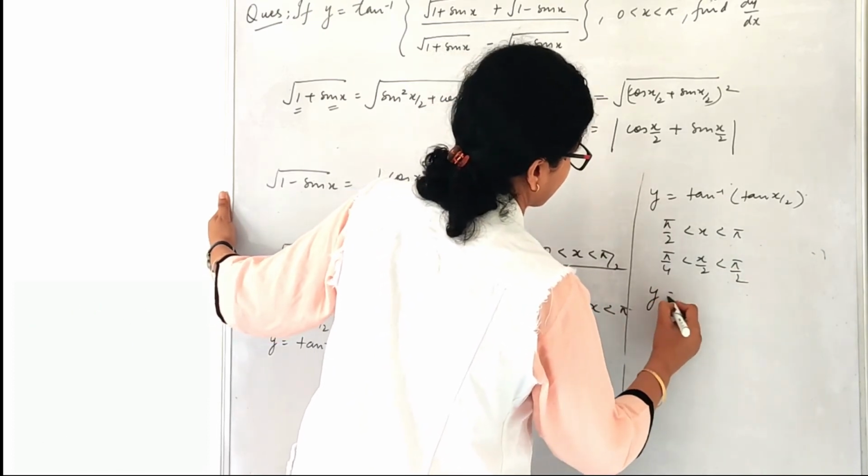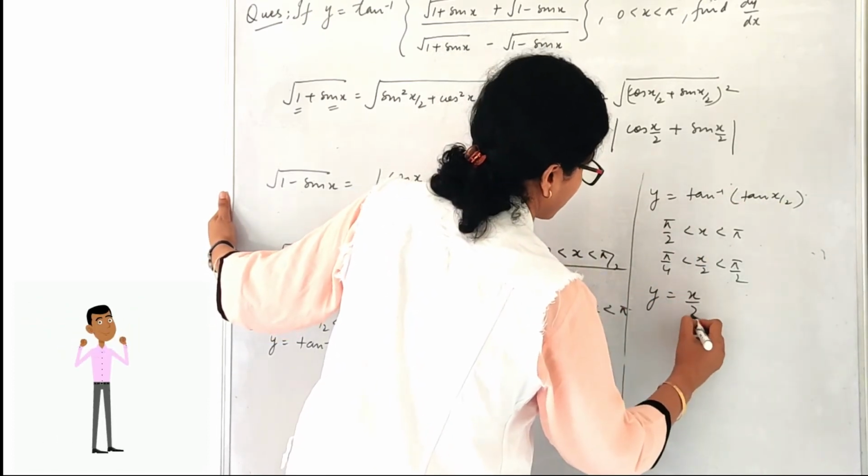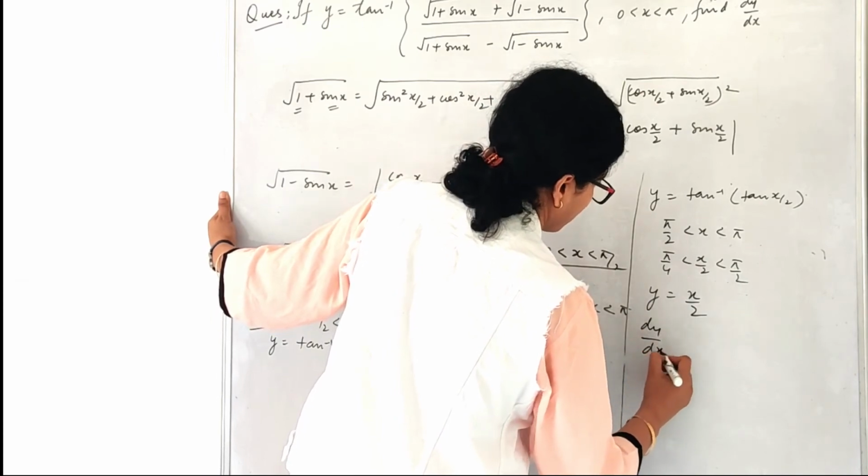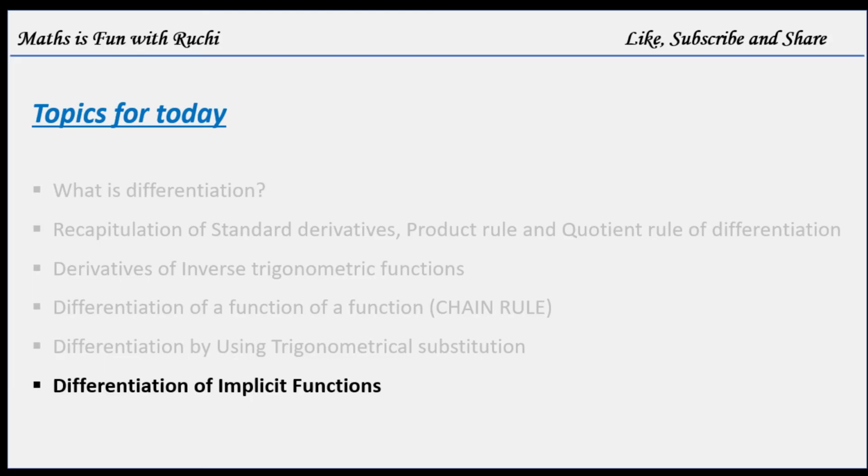So y is equal to tan inverse of tan x by 2, which will become x by 2. So dy by dx is equal to 1 by 2. Now let us check the differentiation of an implicit function.